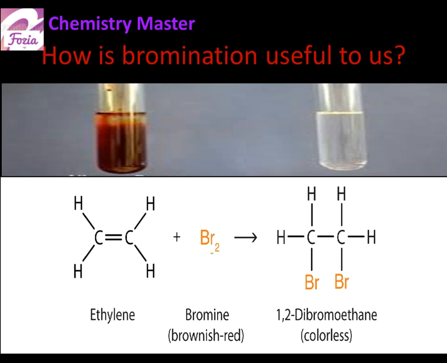How does it happen? You see, before reacting, the bromine was brown in color. When we add a compound which has a double bond in it, bromine is added to give us a saturated dibromo compound. And as the bromine is consumed, the brown color disappears. So the color change from brown to colorless is the confirmation of the presence of a double bond.